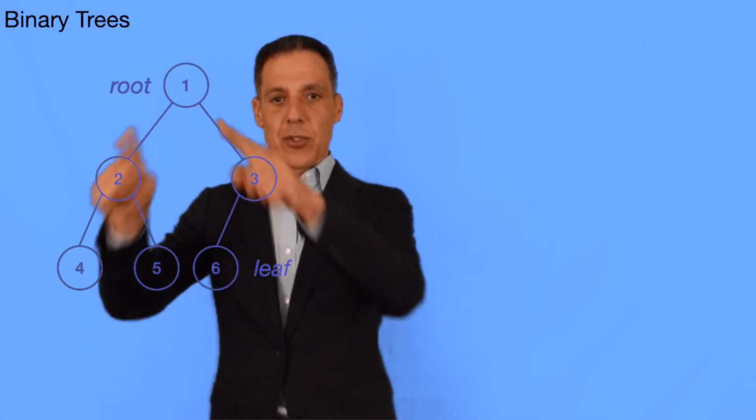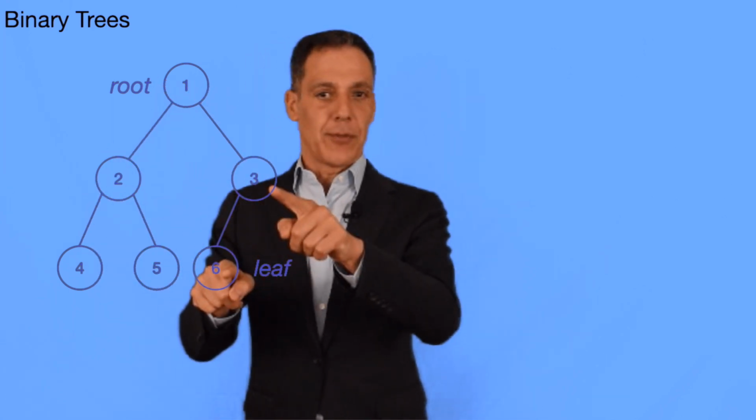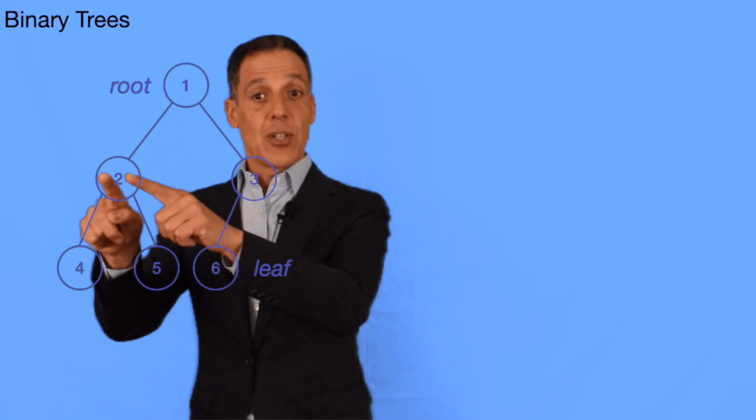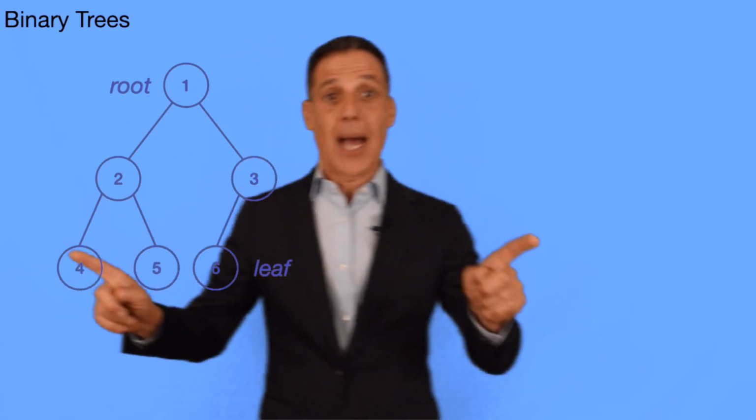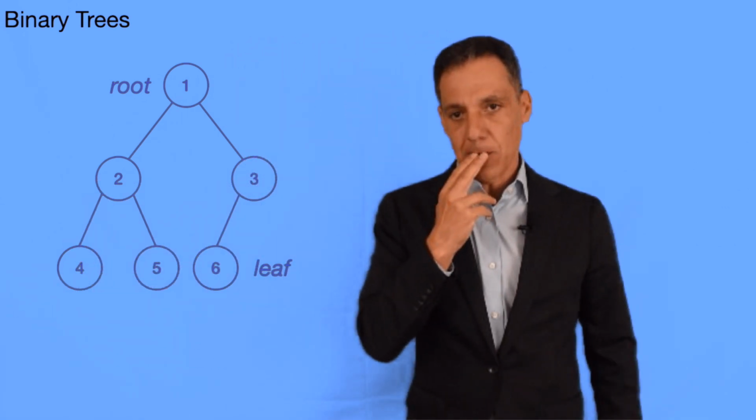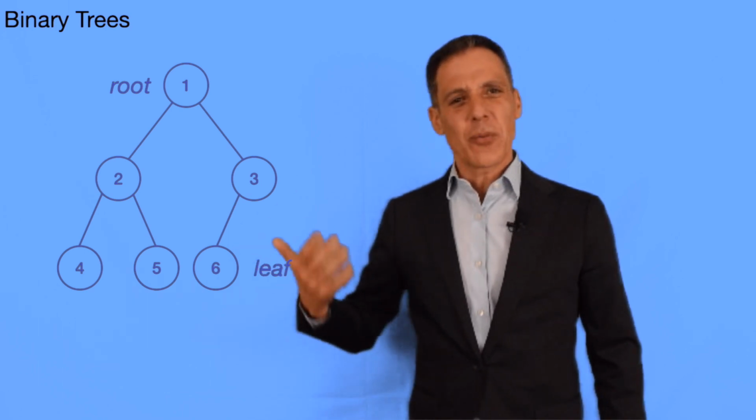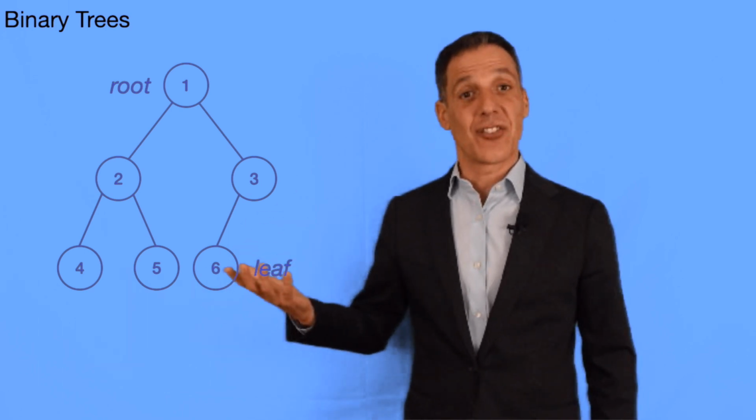So this node has 2 children. There they are. This node has 1 child. Perfectly fine. No child over here. This node has 2 children, and then all the leaves, by definition, don't have any children. Notice also there's sort of a recursive definition in this tree.